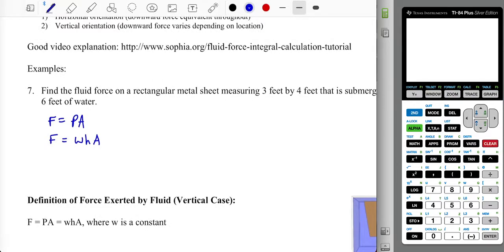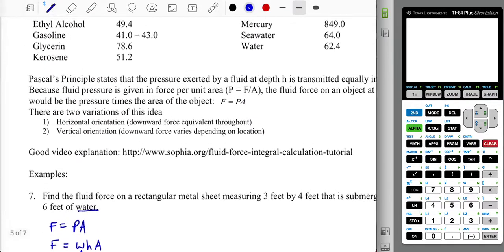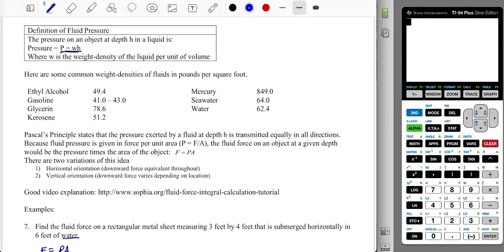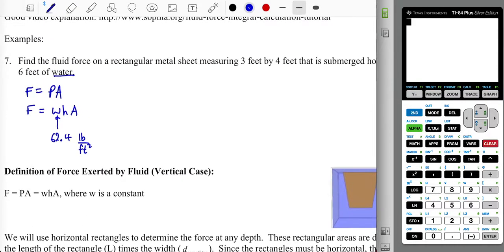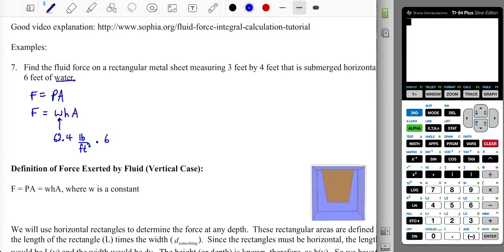All right, so W again is the weight density. It said water, so 62.4 given. All right, now they're in pounds per square foot. So we want to keep that in mind. So pounds per square foot. The height or depth, 6 feet of water. And the area, 3 by 4, is 12 square feet. All right, so that's our area.